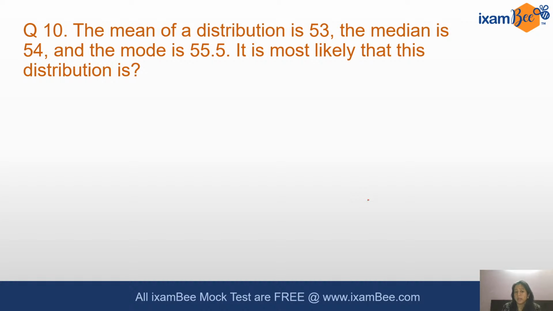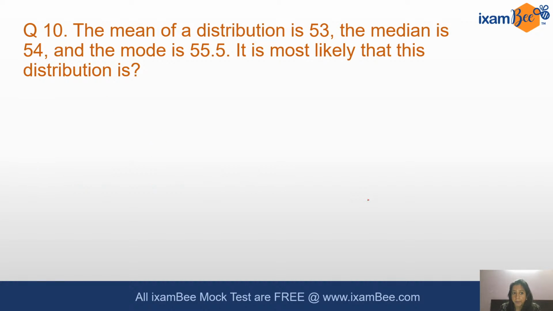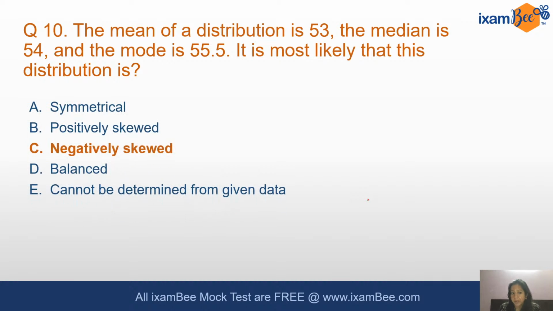Okay, so next question is the mean distribution. If the mean of a distribution is 53, the median is 54 and mode is 55.5, so what type of distribution will it be? Means symmetric, positive or negative? So yes, it will be a negatively skewed distribution.